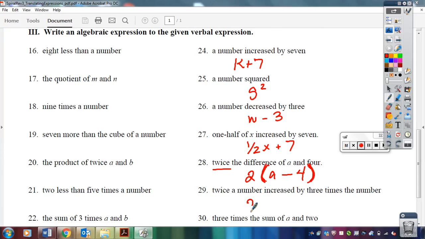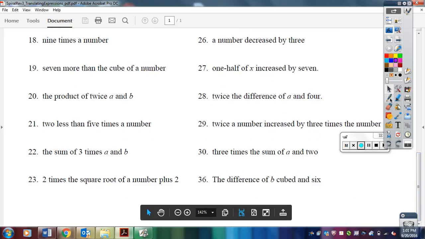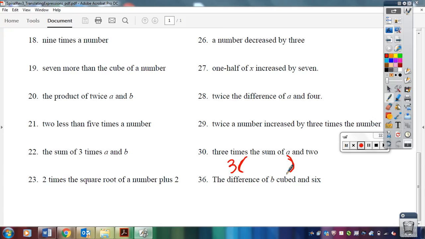Twice a number, 2 times a number, that's where it's different, increased by 3 times the same number, it looks like. So twice a number increased by 3 times the same number. And the last two, 3 times the sum, so this is 3 times, multiplication, the entire sum of A and 2. So 3 times the entire sum. And then the difference of B cubed, the difference, subtraction, of B cubed and 6. The difference between B cubed and 6.